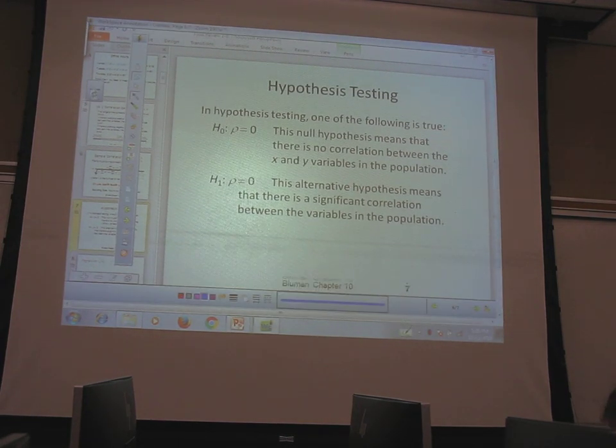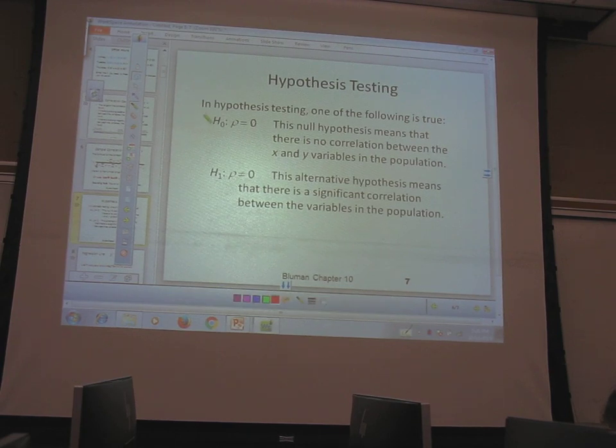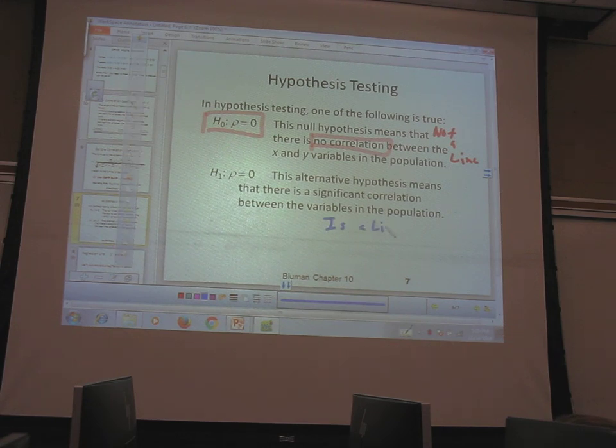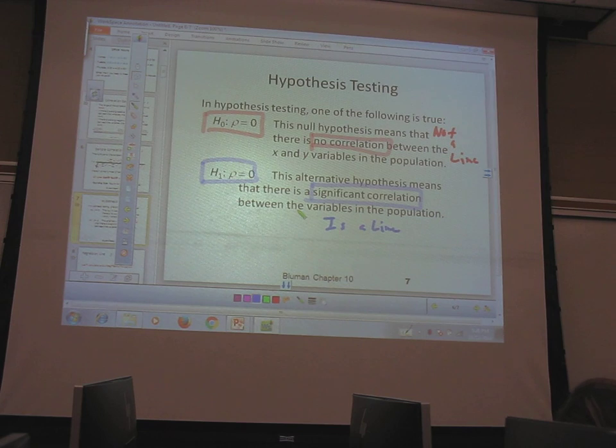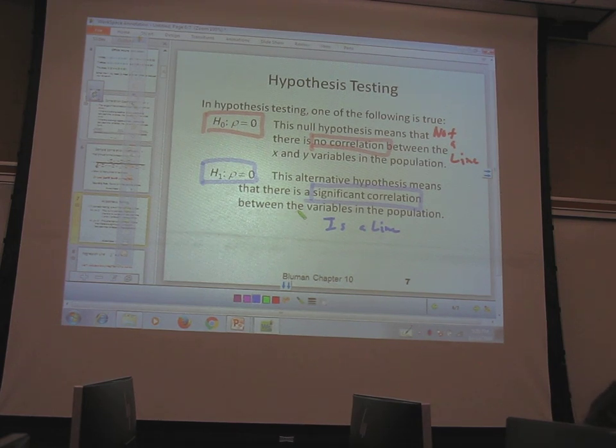Hypothesis testing. Again, the key thing is H naught says that there is no correlation, not a line. If we reject H naught, then it is a line. And that would be this guy here, H1, significant correlation. Good? So again, remember, H naught is always the no's. No line. No correlation.